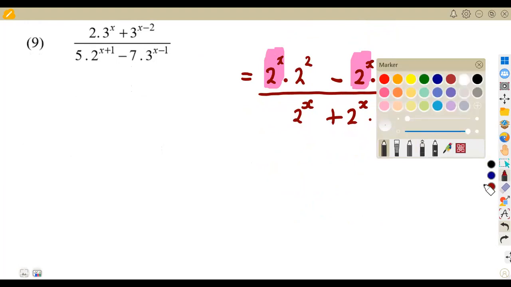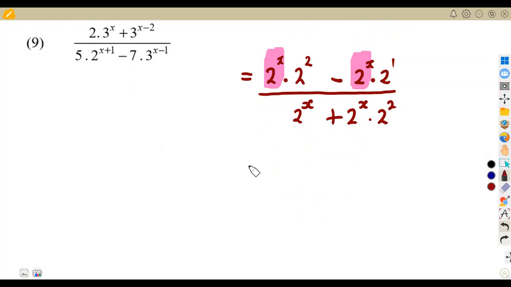Let us start on top first. You can see that this is common, so you can factor out 2 to the exponent of x in the numerator. What do I remain with? I remain with 2 to the exponent of 2 minus, here I factor this out, I remain with 2 to the exponent of 1 like this.